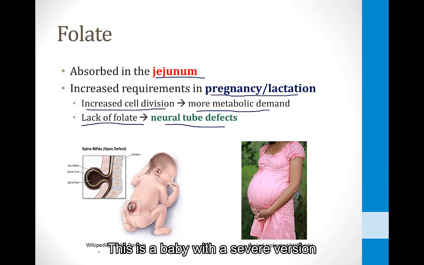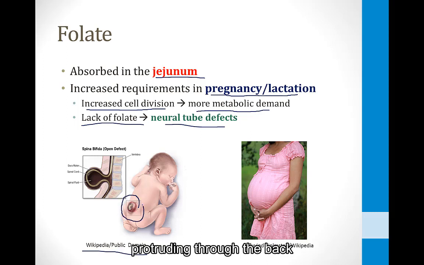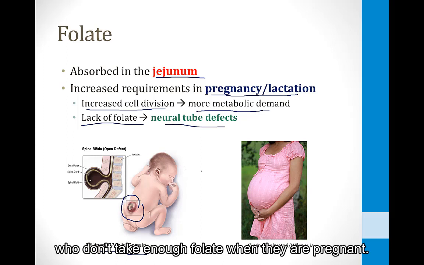This is a baby with a severe version of spina bifida called a meningomyelocele. It's got some of the spinal cord material protruding through the back, and this is what can happen among women who don't take enough folate when they are pregnant.